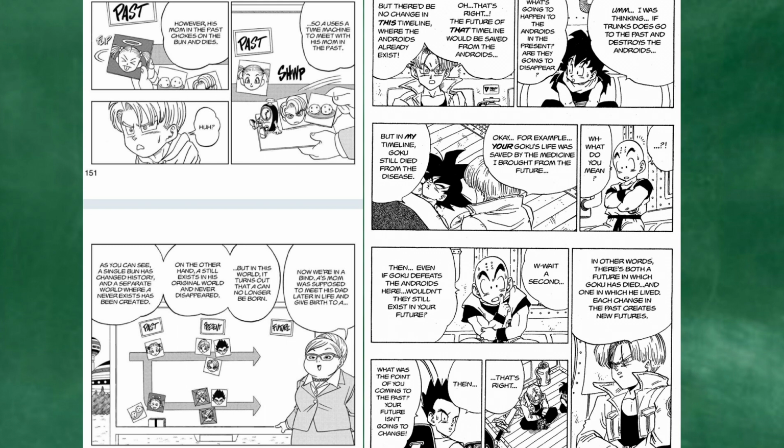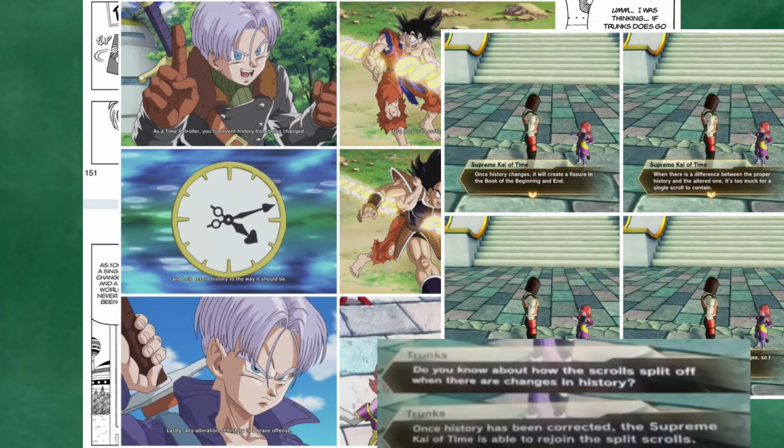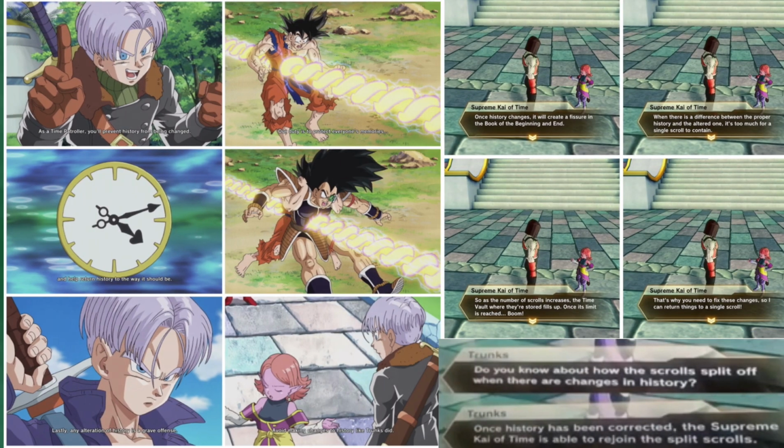However, when a change in history is made, it's the duty of the Supreme Kai of Time to fix the change and set history to the way it used to be. Afterwards, the timelines that had previously split come back together and become one timeline again. And the changes in history furthermore disappear as well. The Supreme Kai of Time can also choose not to get rid of new timelines so long as she believes that it's for the best. Trunks is the sole example of this, with the Supreme Kai of Time deciding to let the timelines he created linger, but there is no other known case.